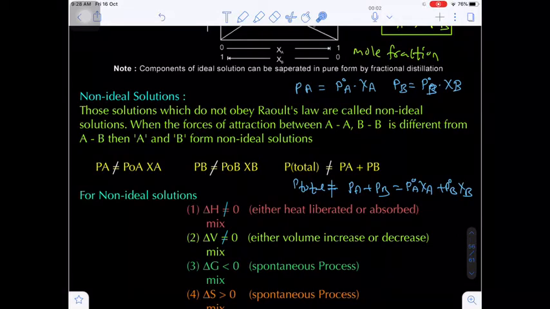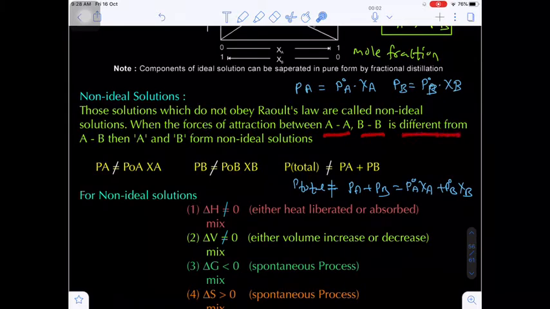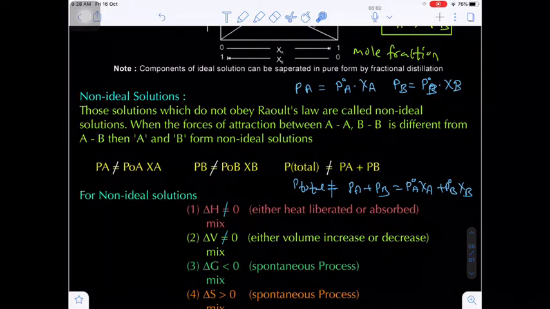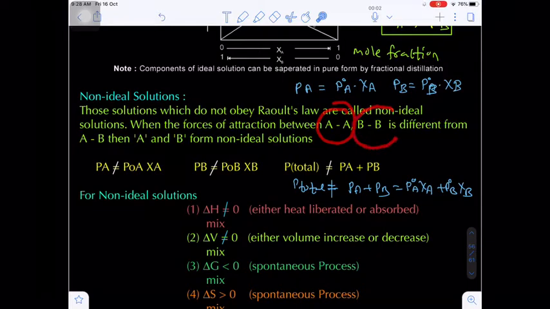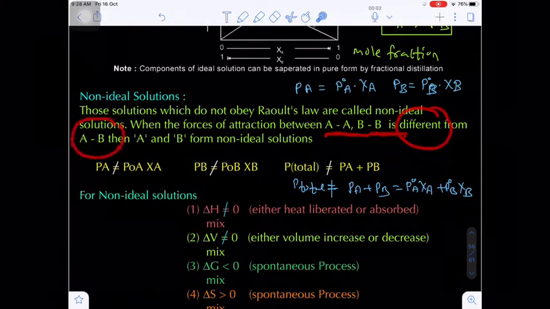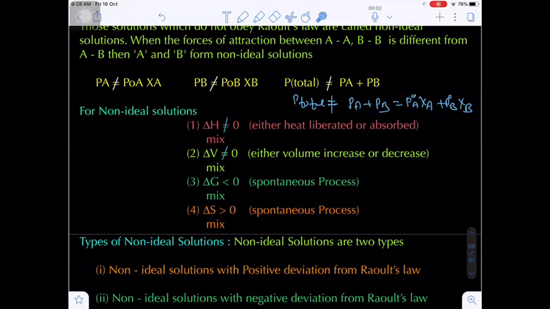Are you getting my pen? The basic difference between ideal and non-ideal solution: in a non-ideal solution, the intermolecular force of attraction between AA molecules and BB molecules is completely different from that between AB molecules. Whereas in an ideal solution, the intermolecular forces of attraction between solute and solvent are almost identical to those in the pure components. But here the solute-solvent intermolecular forces are completely different from the solute-solute intermolecular forces of attraction. Are you getting my point?